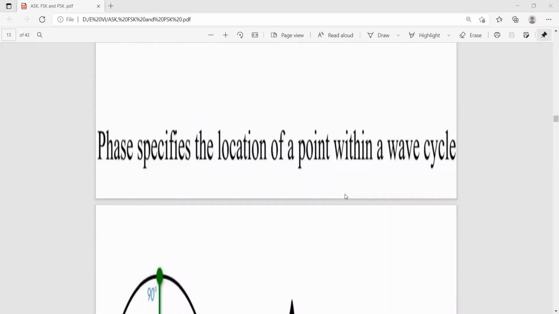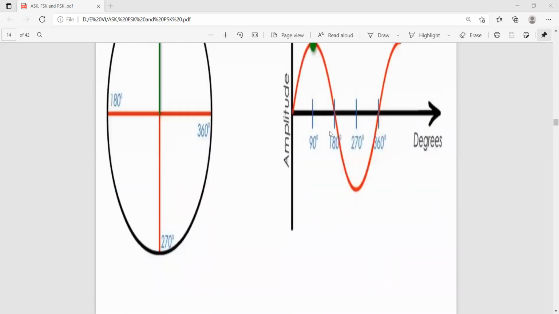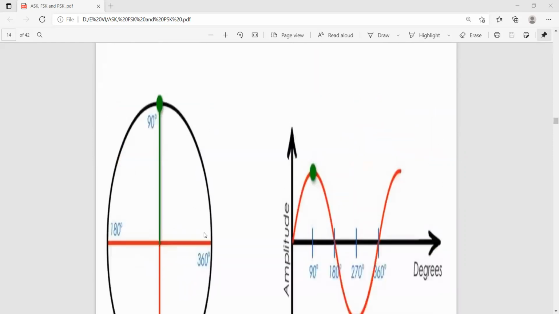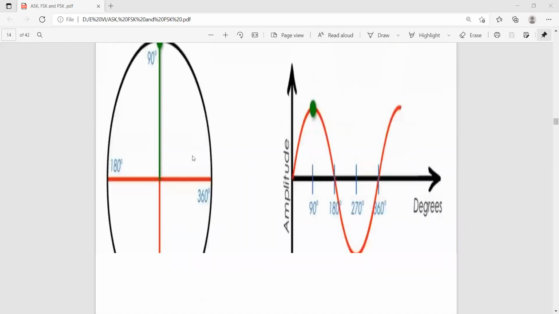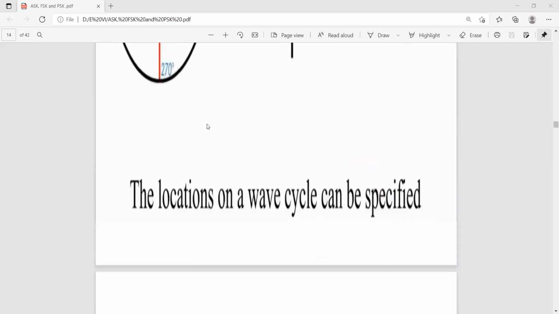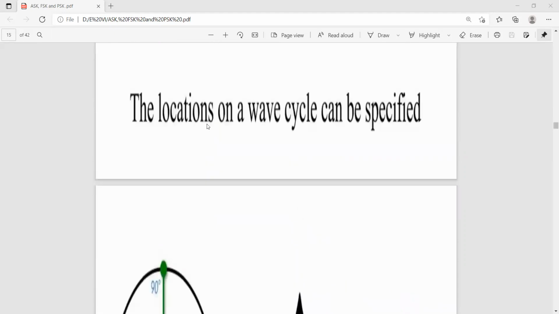So the phase specifies the location of a point within a wave cycle. Therefore 90 degrees, 180 degrees, 270, 360, and so on. So 0 or 360, 90, 180, 270, and 360, like that. So the locations on a wave cycle can be specified.